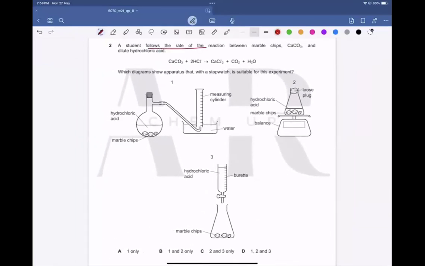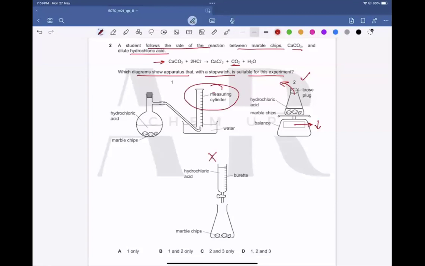A student follows the rate of a reaction between marble chips, calcium carbonate, and dilute hydrochloric acid. Okay, this is the equation. Which diagram shows the apparatus that, with the stopwatch, is suitable for this experiment? So we are collecting carbon dioxide gas. So this can be used because when the gas escapes from here, there is a decrease in mass on the weighing balance, and over here it's a measuring cylinder, so gas can be measured over time.